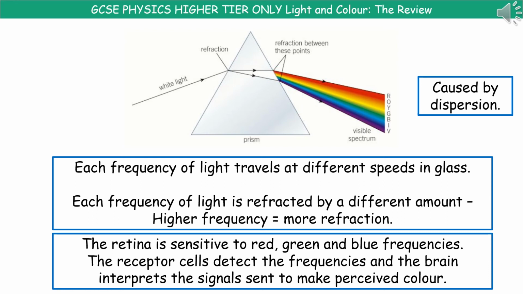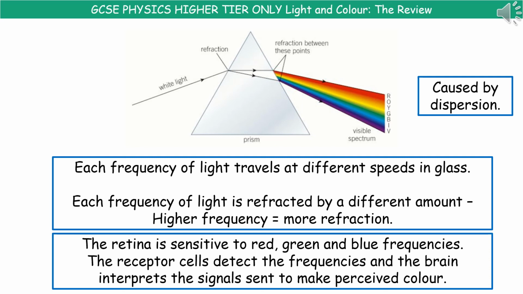Hopefully we know that as light passes through a prism, then each frequency of light travels at a different speed. As a result, each frequency of light is refracted by a different amount, with the higher frequencies showing more refraction. And as a result, we get this dispersion of the different colours of our spectrum, allowing us to see those different colours on the other side.